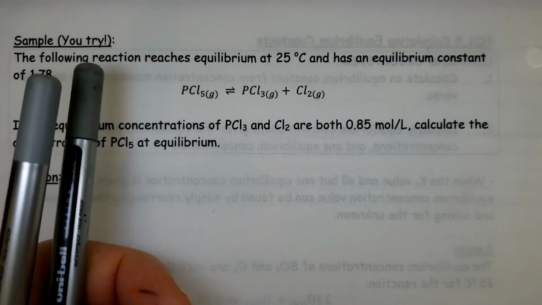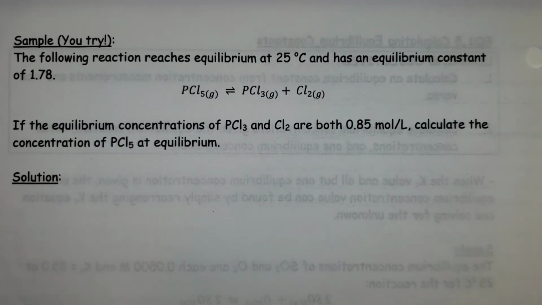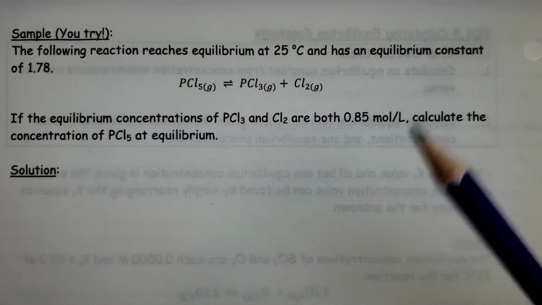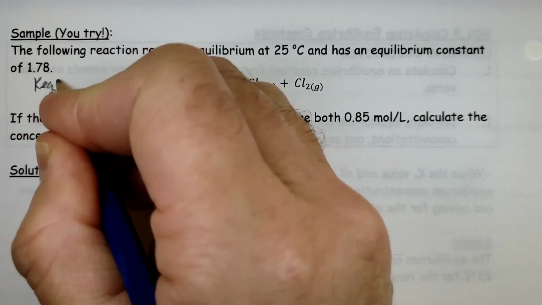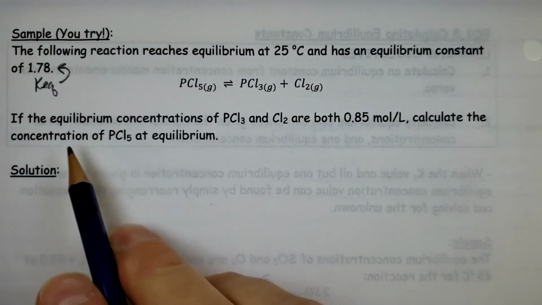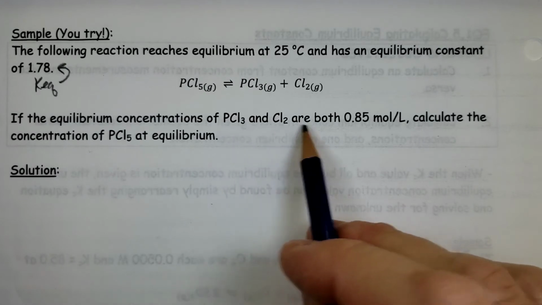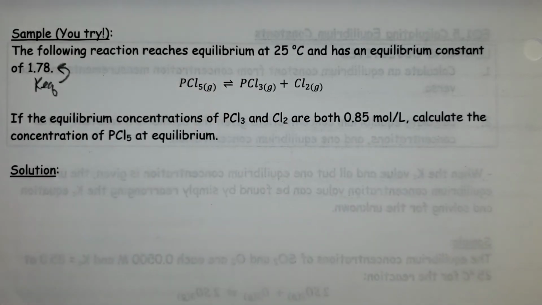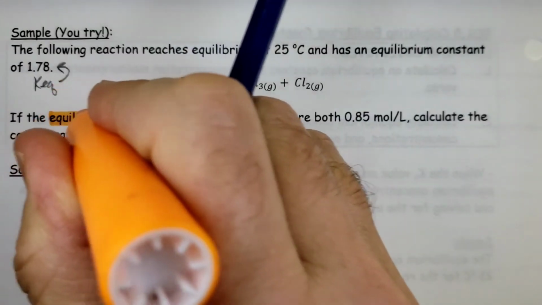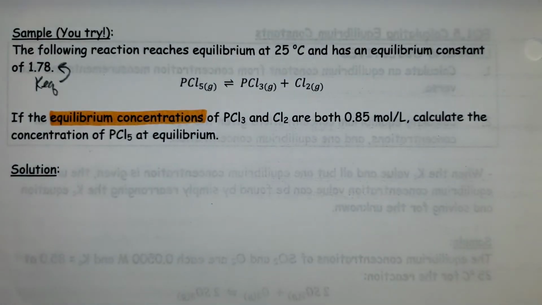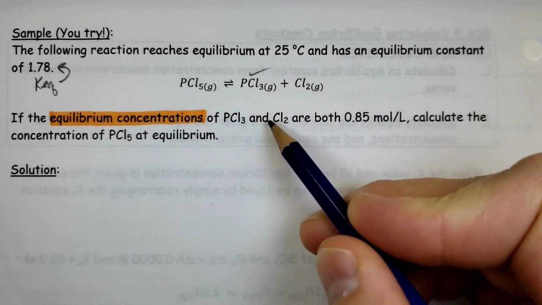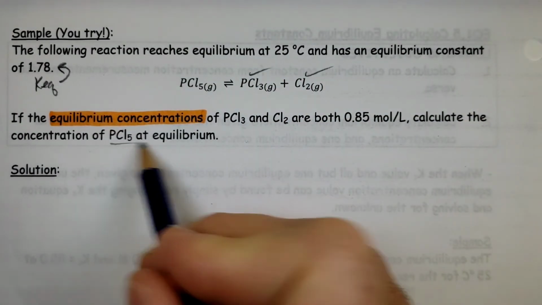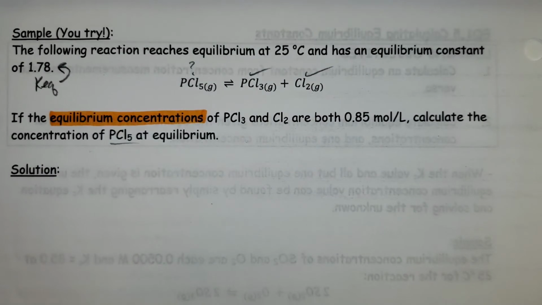I know I have here "you try," but we'll do this one together too, just because it's a little bit different. And this one we're solving for the denominator, I believe. The following reaction takes place. The equilibrium, the KEQ, is 1.78. If the equilibrium concentrations of PCl3 and Cl2 are both 0.85, and again, those are equilibrium, that's a key thing to note because when we do the second video, you'll see that sometimes we're given initial concentrations and those don't go in the equilibrium expression. So we know what PCl3 is and Cl2 is. Calculate PCl5. So we're looking for that.